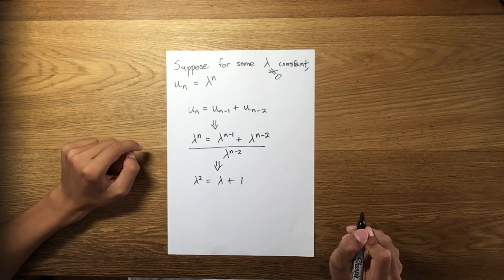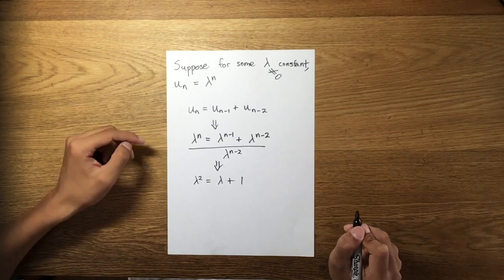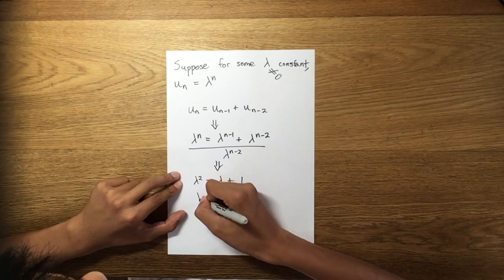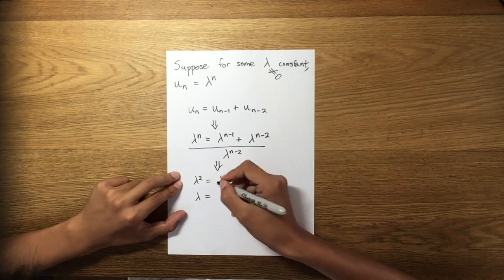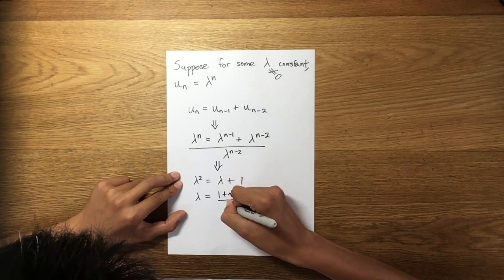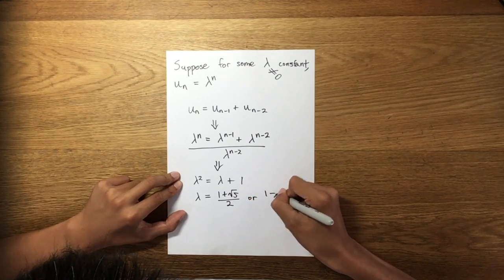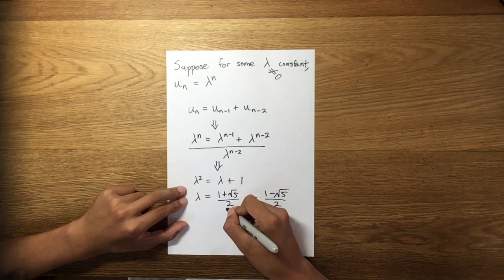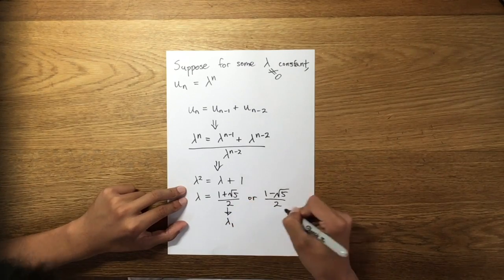Well, this is a quadratic equation, so we use whatever method we like, such as the quadratic formula, to solve it. And we end up with two values of lambda. Lambda equals 1 plus the square root of 5 over 2, or 1 minus the square root of 5 over 2. And I'm going to call these two lambda 1 and lambda 2, respectively.